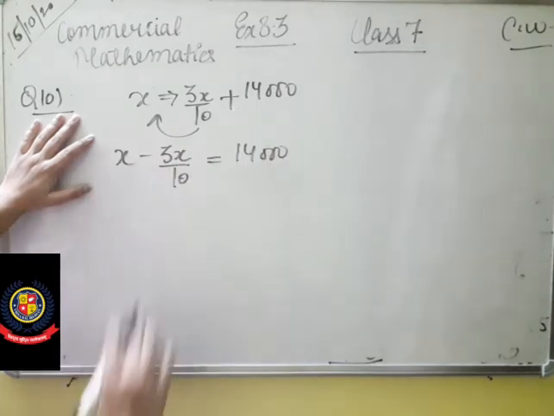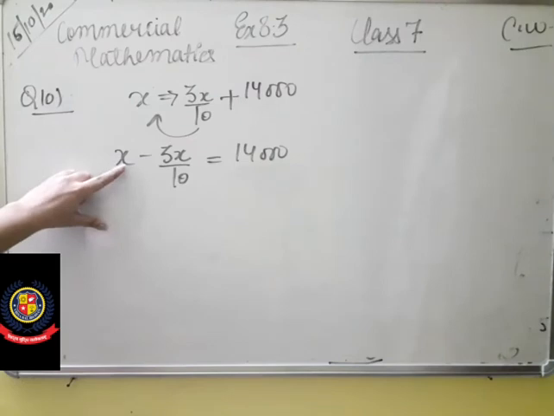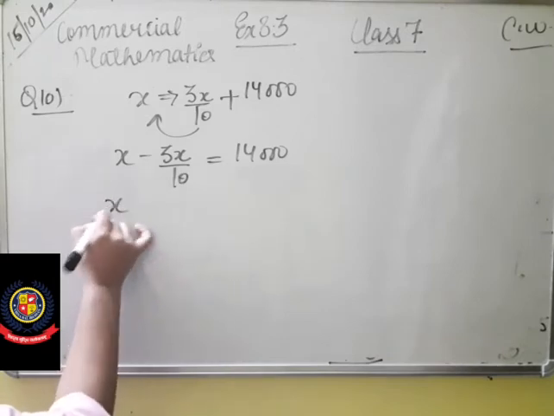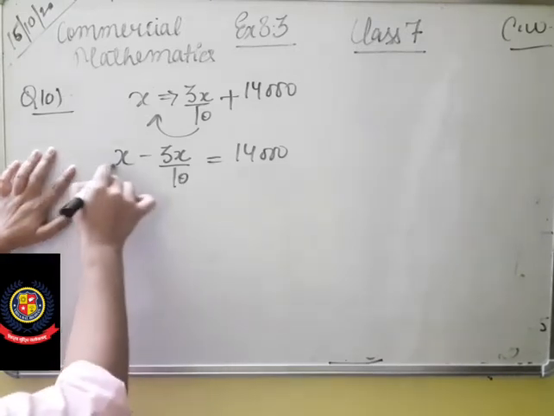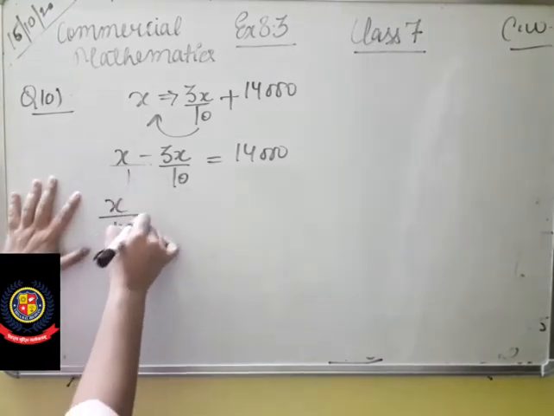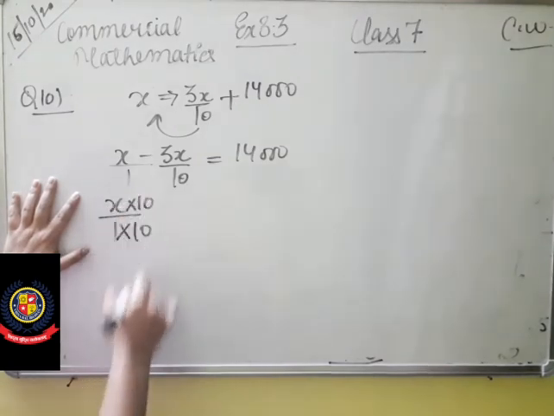And 14,000 will remain here. I want to make the denominator 100. मुझे यहाँ denominator 100 बनाना है, तभी तो मैं value को minus कर पाऊँगी. So x by 1, if nothing is there, that means 1 is there. So I am multiplying this by 10 and I am multiplying this also by 10.